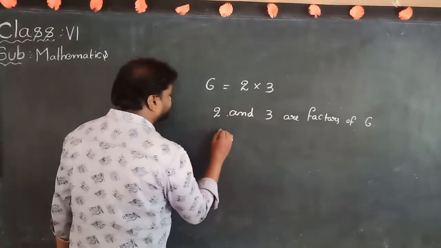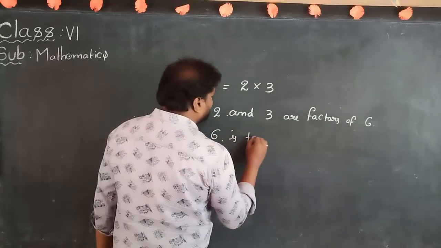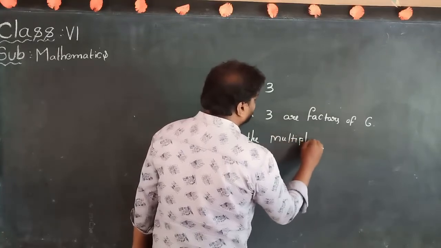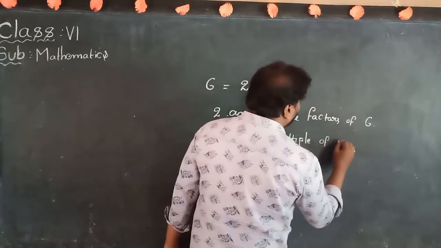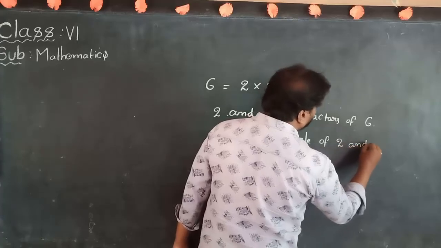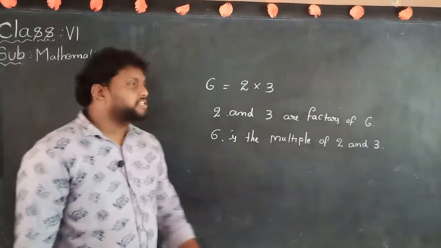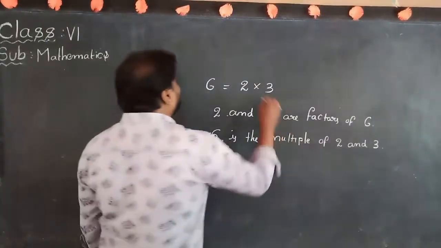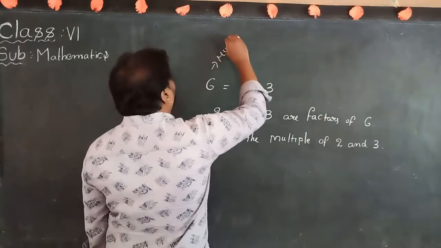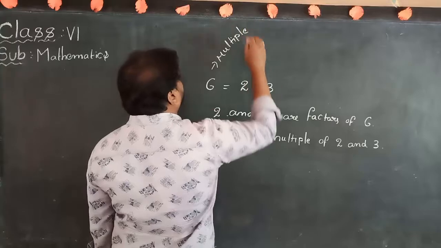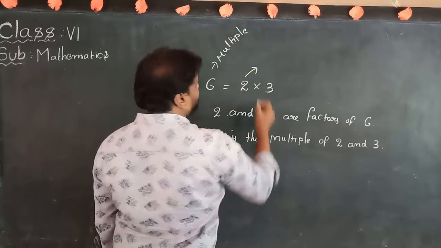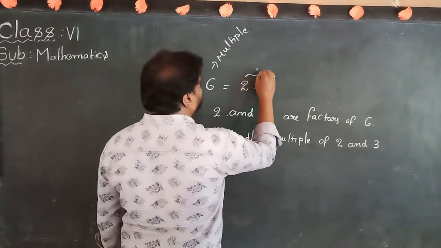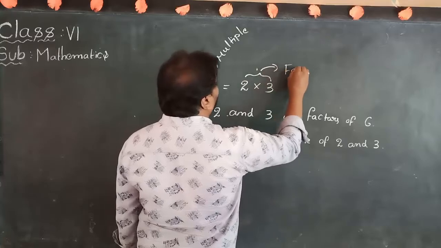Then 6 is a multiple of 2 and 3. In 2's multiples there is 6, and in 3's multiples there is also 6. This is the relation between multiple and factor. This is the multiple, and these are the factors.